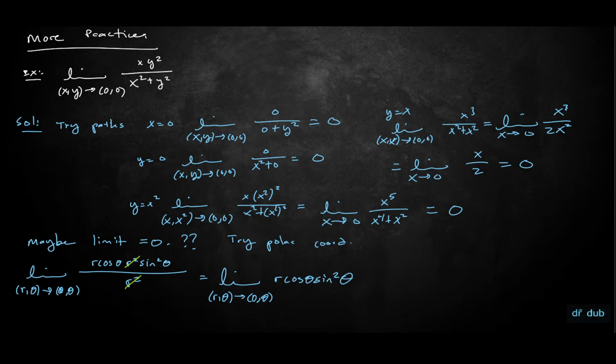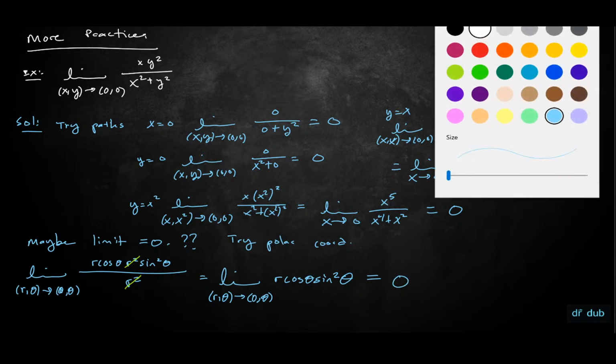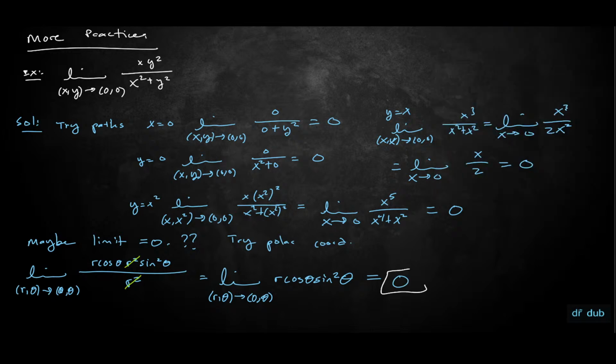So again, this is going to go to 0 regardless of what theta does. Theta is going to make sine and cosine oscillate, but r is going to 0, so no matter what cosine and sine are, they're always going to be between -1 and 1, so 0 times that is going to be 0. So the limit is indeed equal to 0. Questions?